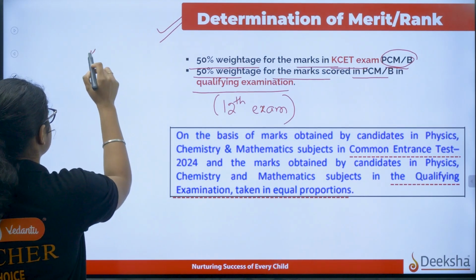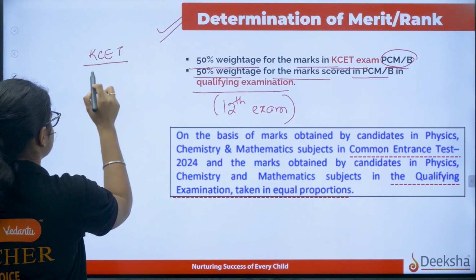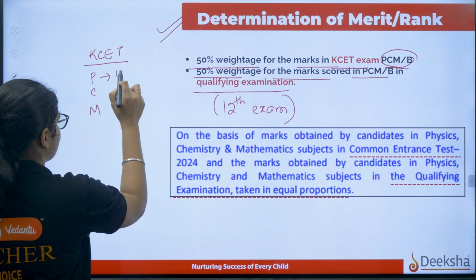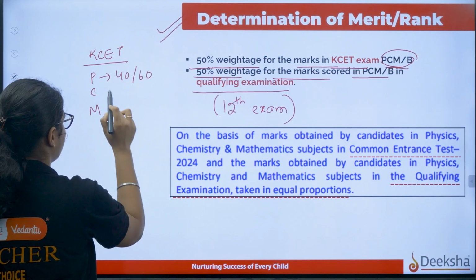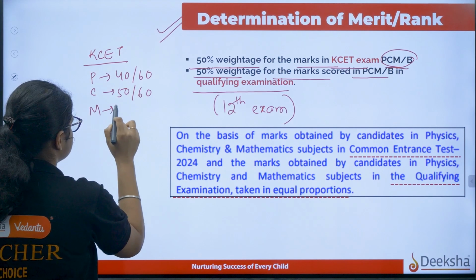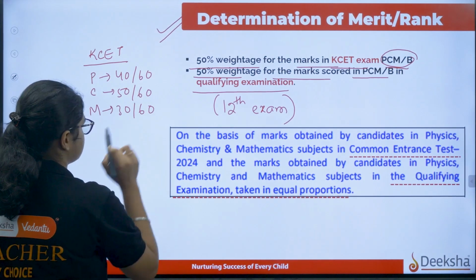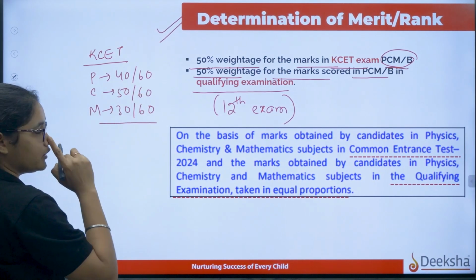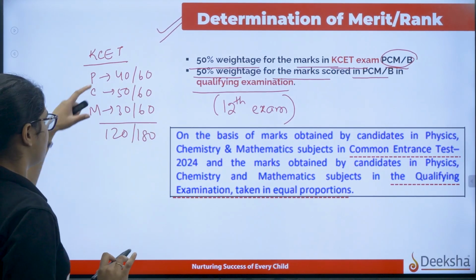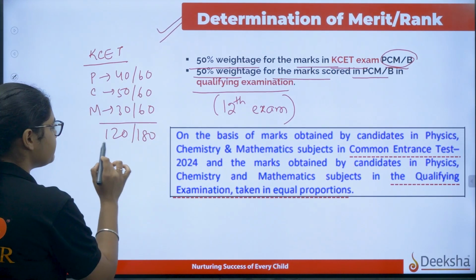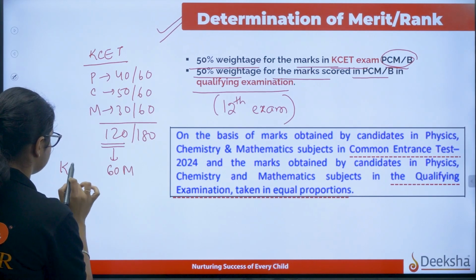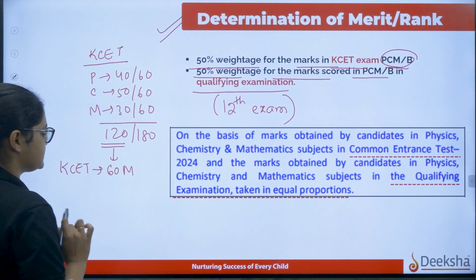For example, in the KCET exam, you have three subjects: physics, chemistry and maths. Suppose in physics you got 40 out of 60, in chemistry you got 50 out of 60, and in maths you got 30 out of 60. So what is the total marks you got here? 120 out of 180, right? Now 50% of this will be 60 marks. So from your KCET exam they will take only 60 marks.